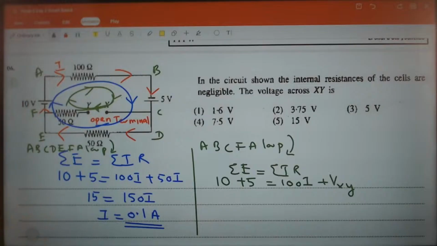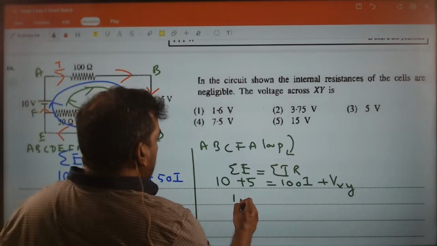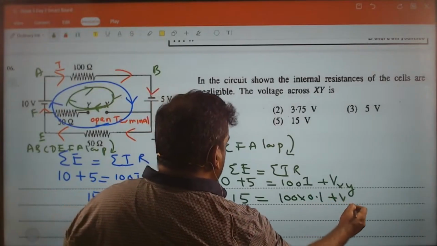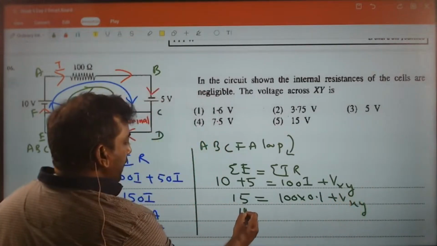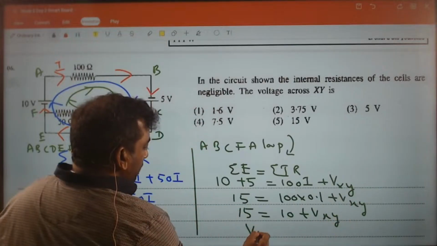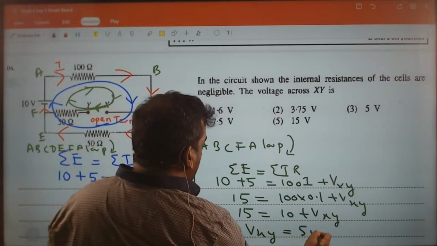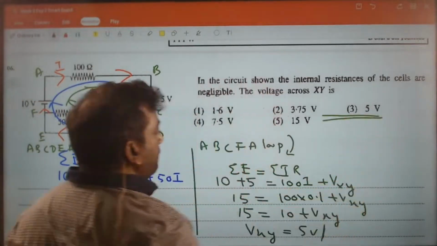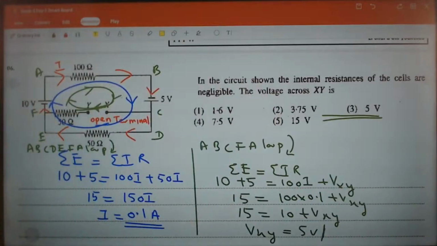Simplify this carefully. 15 equals 100 times I, which is 0.1. 15 equals 10 plus Vxy. Vxy magnitude is equal to 5 volts. Correct answer is answer number 3. Vxy is 5 volts. Okay.